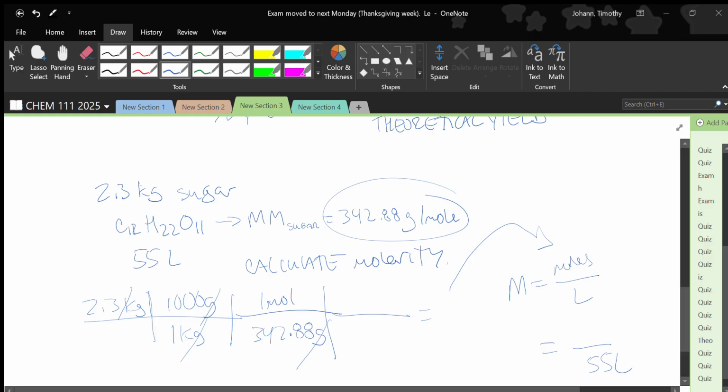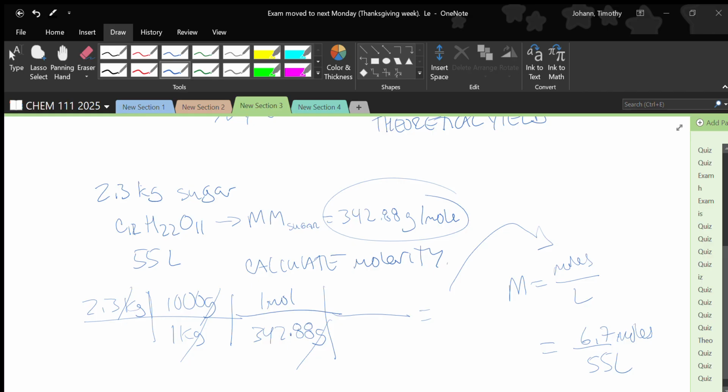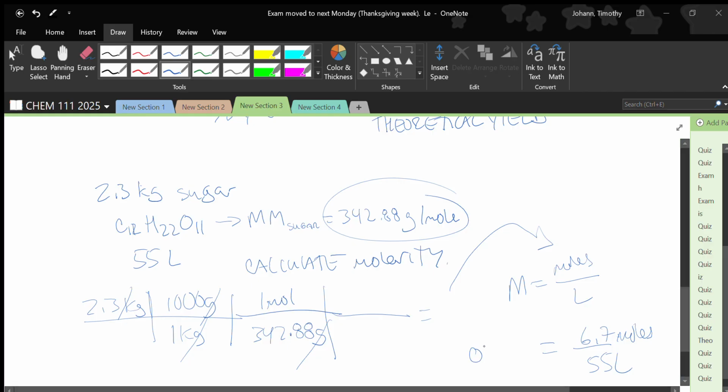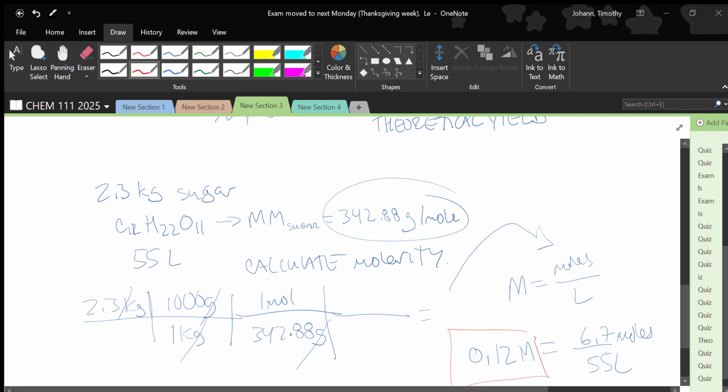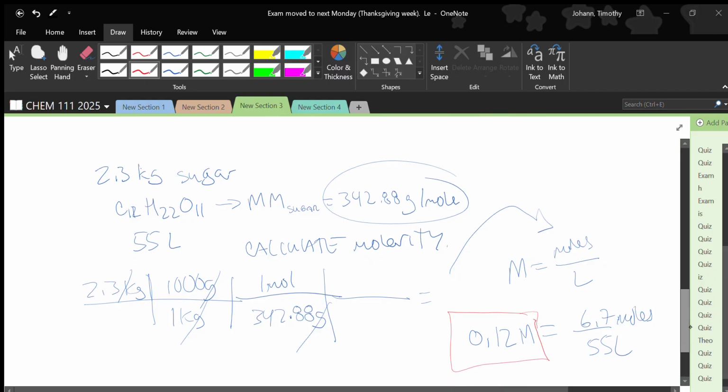6.7. I have 2 sig figs in kilograms, so we're going to go with that for the moles here. And so then 6.7 divided by 55 is equal to 0.12, which is what I was seeing on a bunch of people's papers. And don't forget your units, 0.12 molar, all right? And a good thing to do on your quizzes and tests as well is to clearly indicate which answer is the answer.